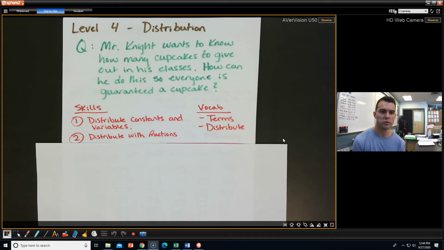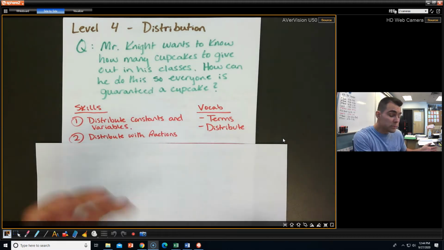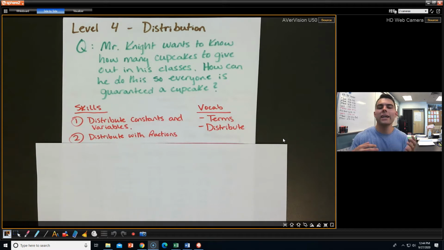Continuing on Unit 2, we're looking at Level 4, something called Distribution. Before we jump into this, I want to give you guys cupcakes. I don't know how many to give you, and it varies based on the class, because I have different class sizes, and sometimes you show up, sometimes you're absent, so it varies a lot. I want to create some general way of figuring out how many cupcakes I need to get you. So we're going to do that today.